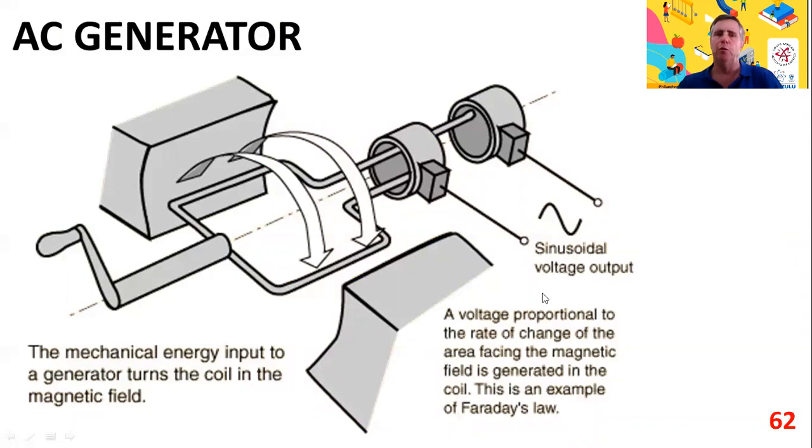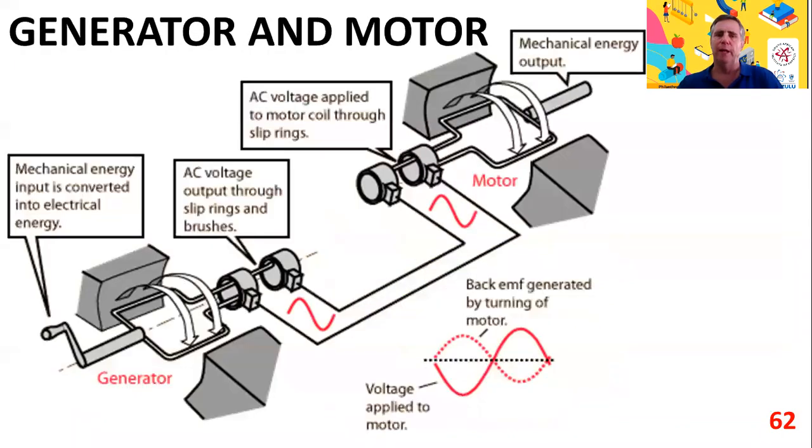But what would happen if you put 2 of these together? And in fact, we find that a motor and a generator really look very much the same. And if you connected the brushes together, if we turned the handle of the generator, mechanical energy would be converted into electrical energy. As that electrical energy goes into the motor, it would then turn the coil and we'd get mechanical energy out. So a generator simply converts mechanical to electrical, and the motor, which is really the same thing, converts electrical to mechanical.